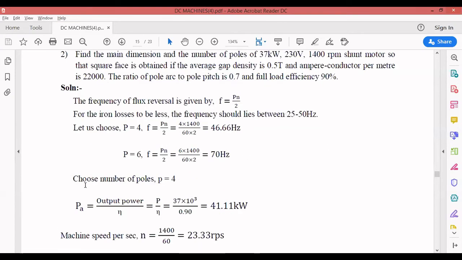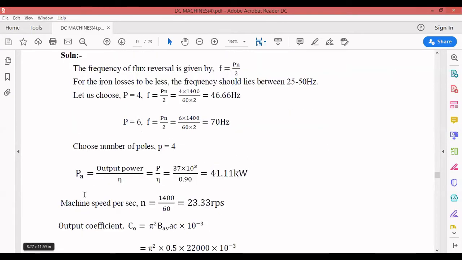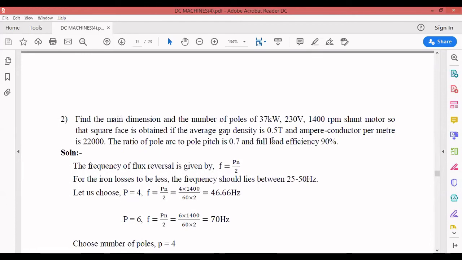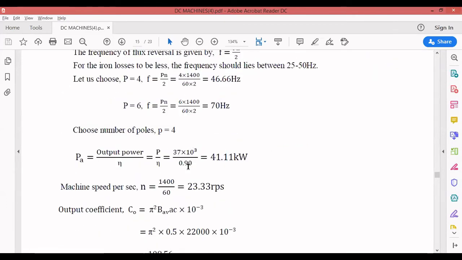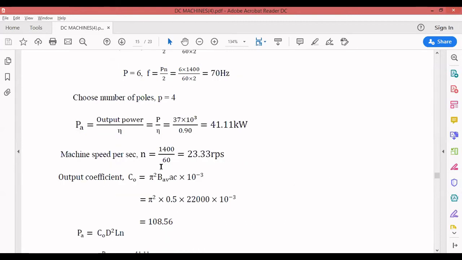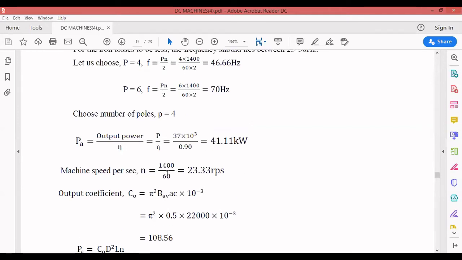Let us calculate PA, the power developed by the armature. PA is equal to output power by efficiency. Output power of the motor is given as 37 kilowatt. 37 divided by 0.90, then what you get here is 41.11 kilowatt. If efficiency is given, indirectly we'll come to know the losses also. Machine speed n is equal to 1400 by 60, which I calculated here.